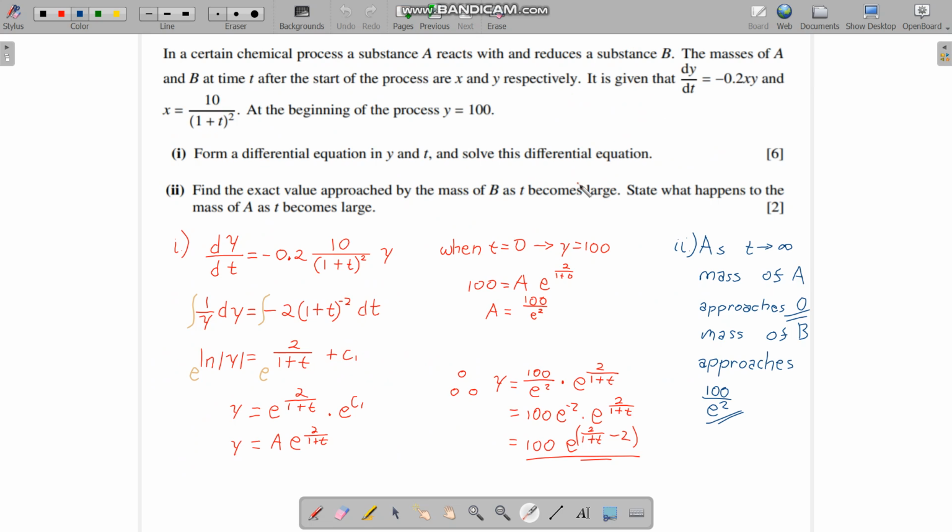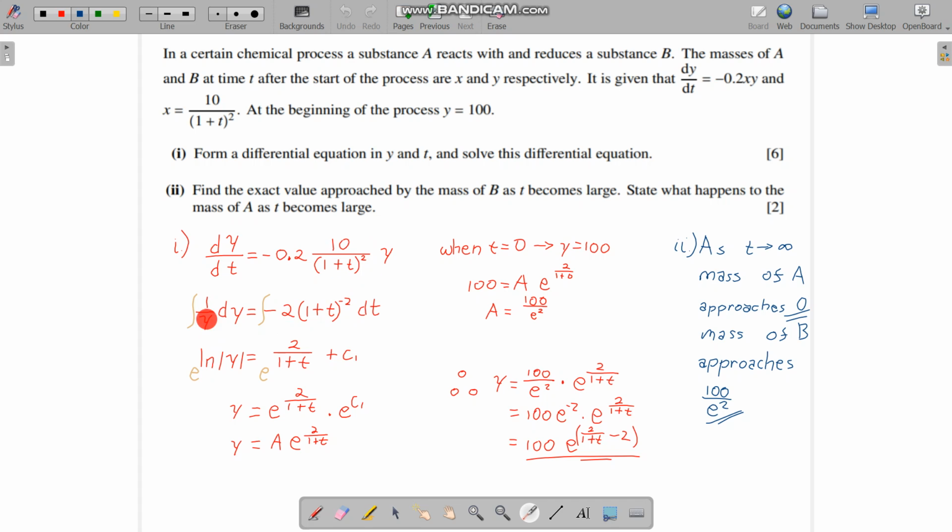Last example, you can do the question first. Form a differential equation in y and t, and so dy/dt is from here minus 0.2xy, but the x is 10 over 1 plus t all squared. So we replace this x with 10 over 1 plus t all squared, and we can divide by y, multiply by dt. We get 0.2 times 10 is 2. This is 1 over, so to the power of minus 2.